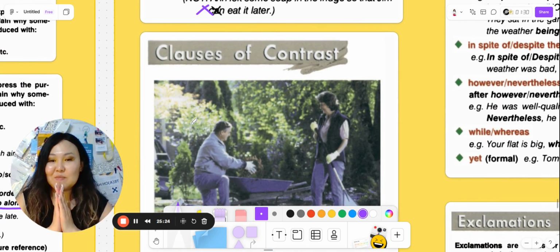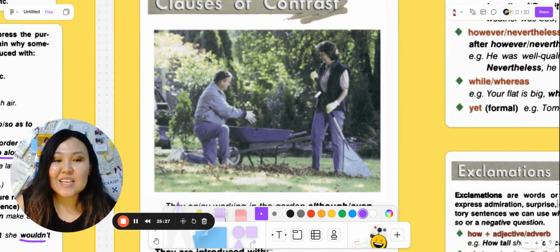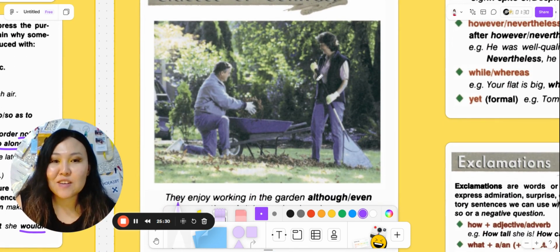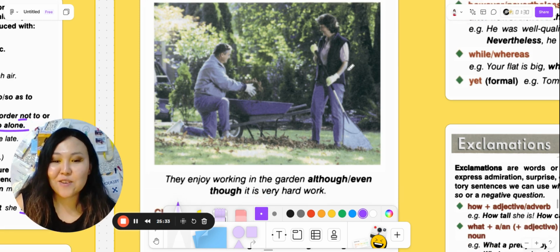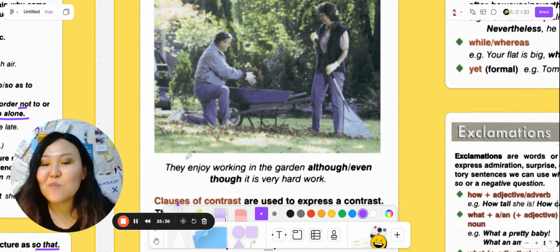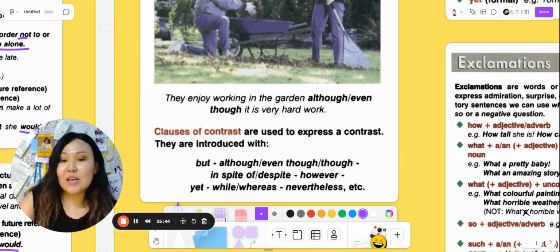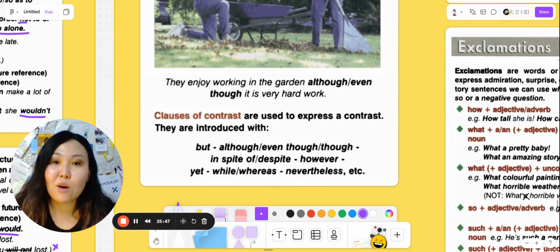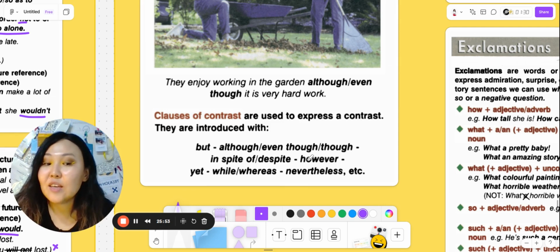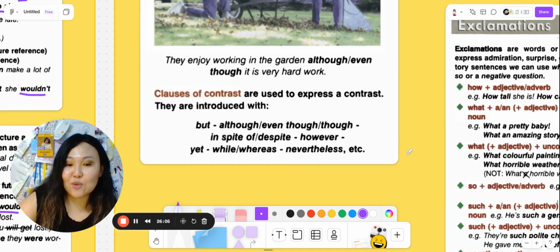Okay, so next one, clauses of contrast. And I hope that it will be faster than I have thought. Anyways, our example: They enjoy working in the garden, although it is very hard work, or even though it's very hard work. So clauses of contrast are used to express a contrast, like the difference. They are introduced with but, although, even though, in spite of, despite, however, yet, while, whereas, nevertheless, etc.